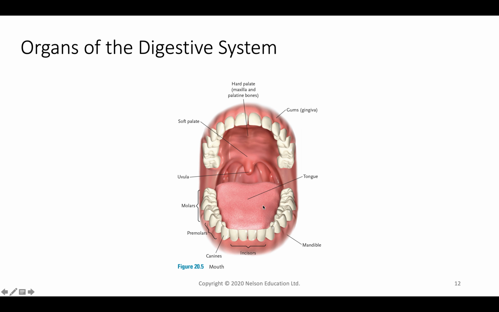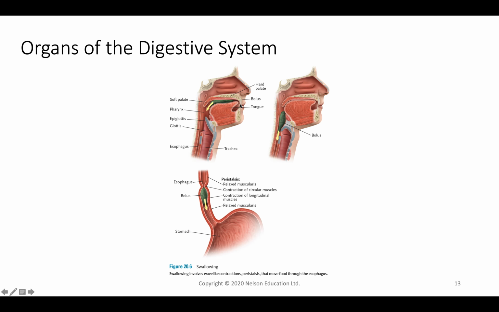Looking inside, we obviously are going to have the tongue. We have taste buds. At the very back here, we have the soft palate, which is separated from the back of the throat by the uvula here. And these guys here, these are gums or gingiva.